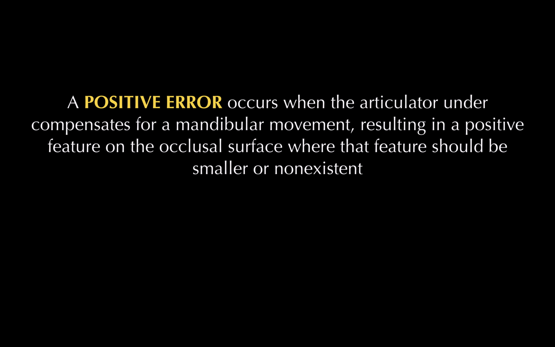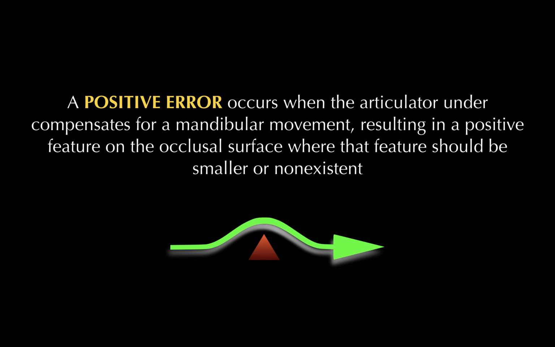Understand a positive error occurs when the articulator undercompensates for mandibular movement. And this results in a positive feature on the occlusal surface where that feature should be smaller or non-existent. In other words, think of a cusp that's in the wrong place or too high. And when the patient grinds side to side, either they run into that cusp or they're going to have to move the jaw around it, so we need to adjust it.